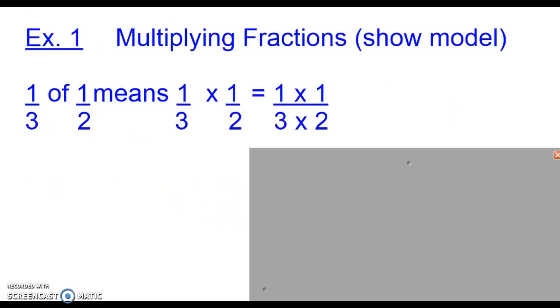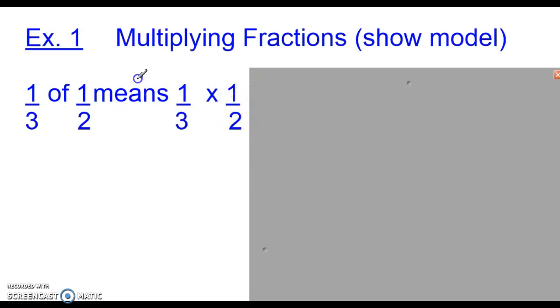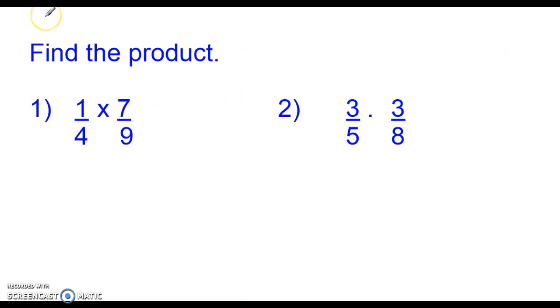Let's go ahead and try a few more. Find the product of 1/4 times 7/9. So I'm going to multiply 1 times 7 to get 7, and then 4 times 9 will give me 36. So 7 over 36. And this one, 3 times 3 equals 9, and 5 times 8 equals 40, and I can't simplify either of those answers.